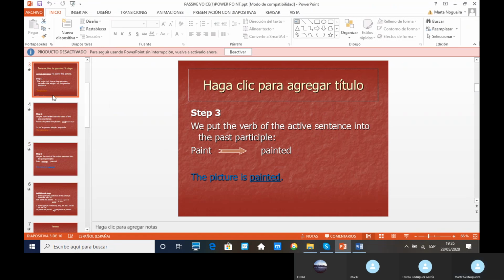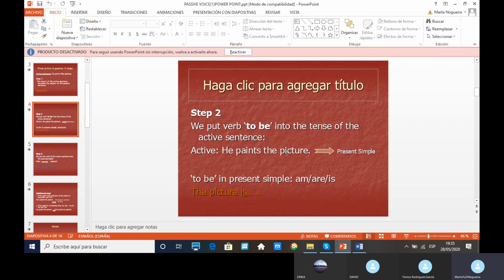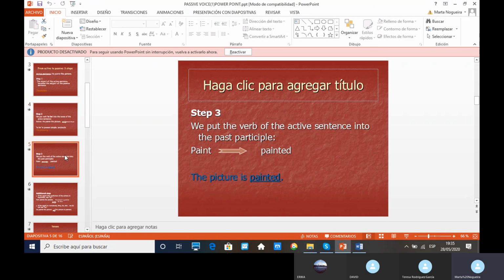So, ponemos el objeto al principio para que haga de sujeto. Step two, conjugamos el verbo to be. Este puede ser el paso más difícil si no nos sabemos bien las conjugaciones. Conjugamos el to be en el tiempo que sea, ¿vale? I am, or I will be, or it has been, whatever. Y luego, en todas el participio. En este caso, paint, painted, just that.